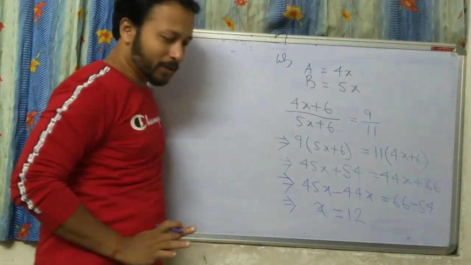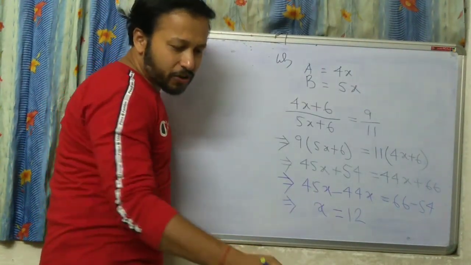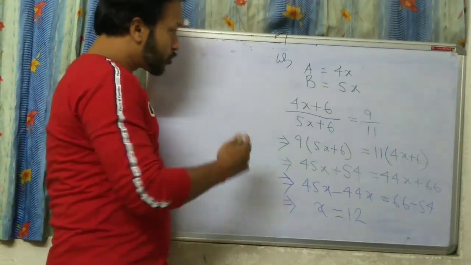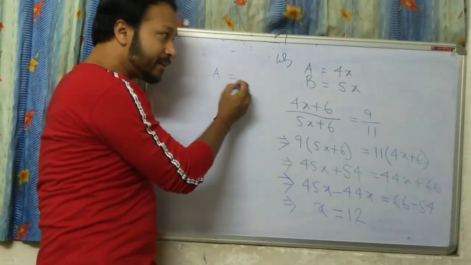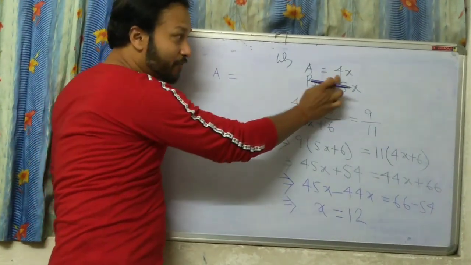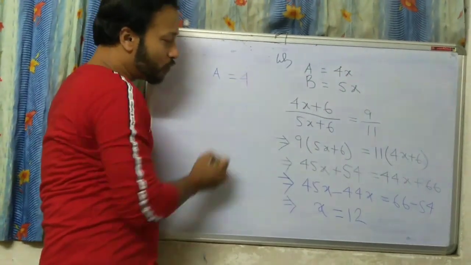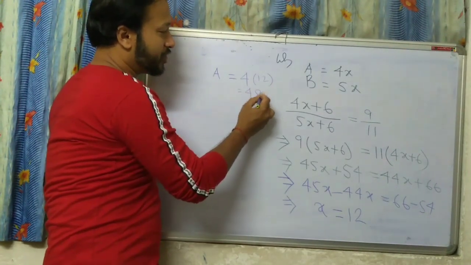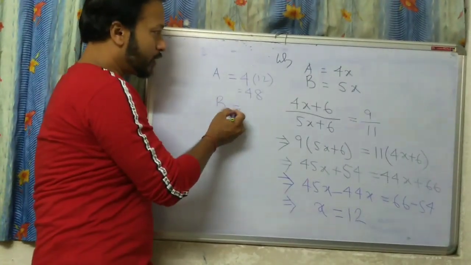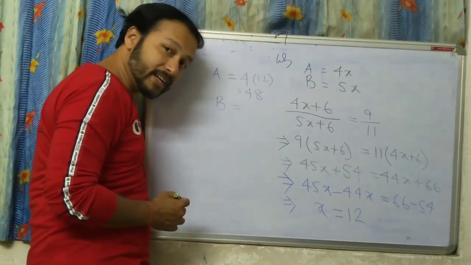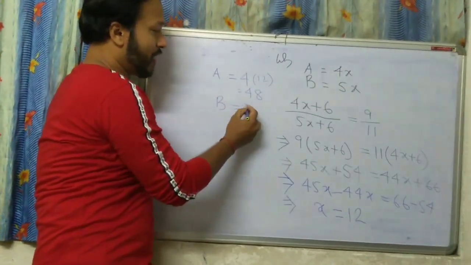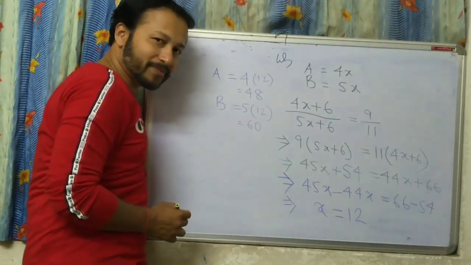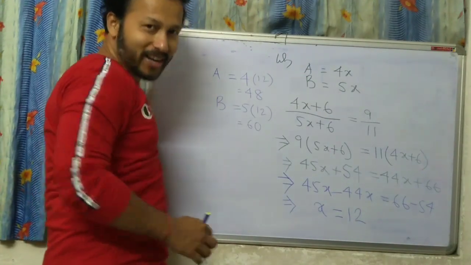So x is 12. Now they asked find the original number of chocolates each had. So what is the number of chocolate A had? We consider it 4x. That means 4. What is x? 12. 48. B. What is the number of chocolate B had? 5x. So 5 into x is 12. That is 60. Understood? Let us go for another example.